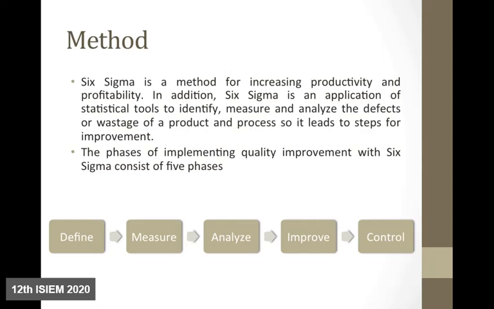Next, improve aims to generate ideas, design, pilot, and implement improvements. And the last, the control phase, is where the transition from improvement to controlling the process happens, ensuring that the new improvement takes place. But in this study, we only discuss up to the improve phase.